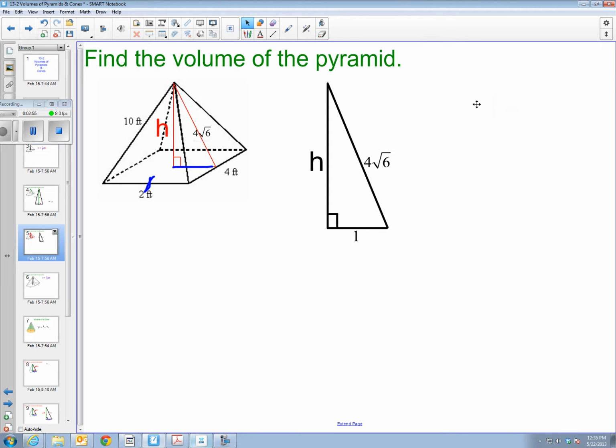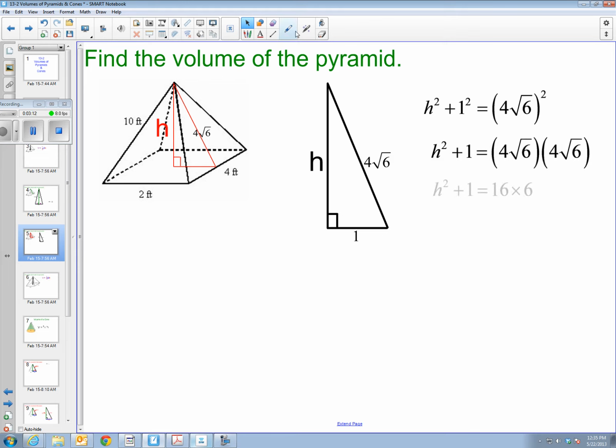I want to find h. I'm going to use the Pythagorean theorem again. H squared plus 1 squared equals 4 root 6 squared. Working that out, I have h squared plus 1 because 1 squared is 1. 4 root 6 times 4 root 6 gives me 16 times 6. 4 times 4 is 16. Root 6 times root 6 is 6.